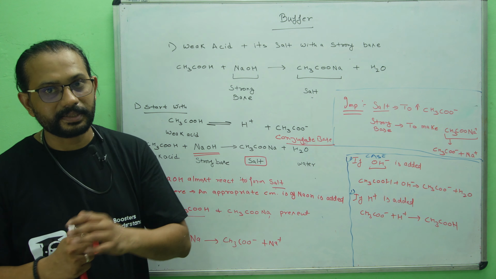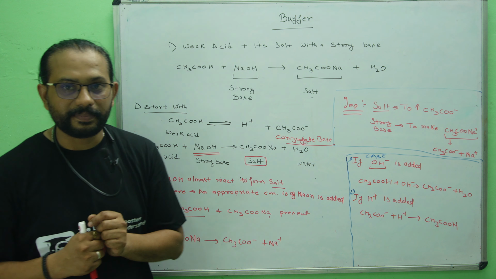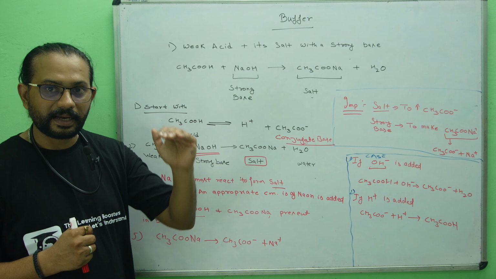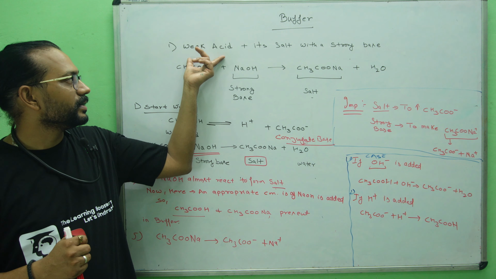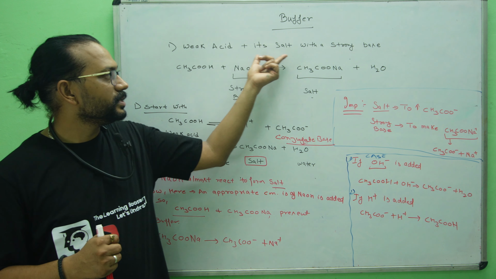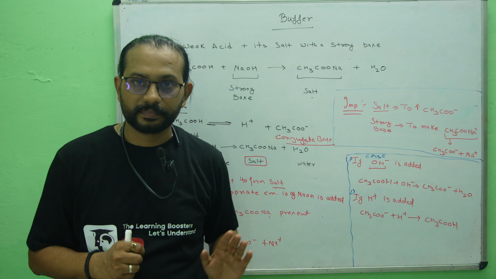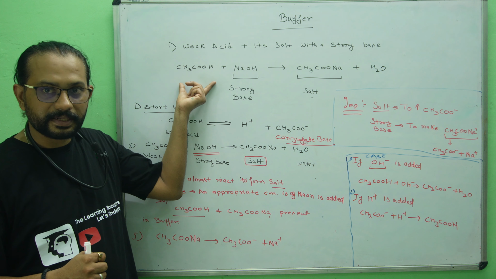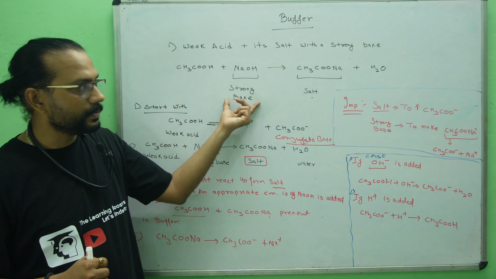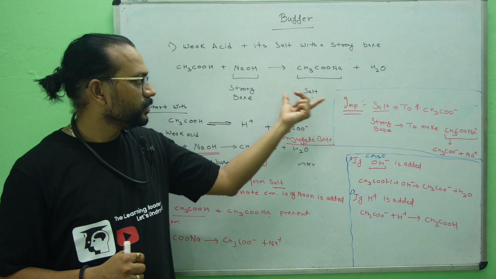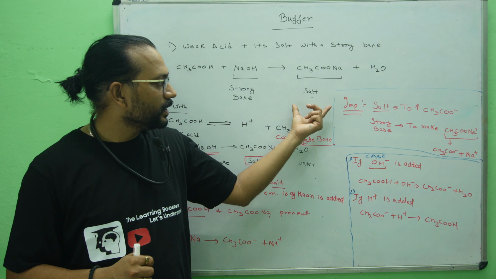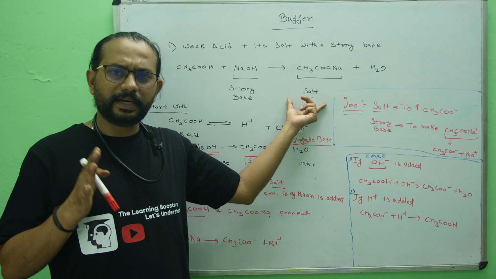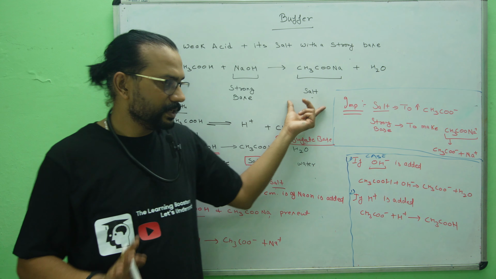Now let us understand. Here is one statement made to explain this, particularly the weak acid, acetic acid: a weak acid plus its salt with a strong base. Now let us see the clarification of this. A weak acid, that is acetic acid, when it reacts with a strong base, that is NaOH, produces a salt plus water. The important thing is that we are producing a salt, sodium acetate. What is the need for that salt to be produced? Let us find the answer.